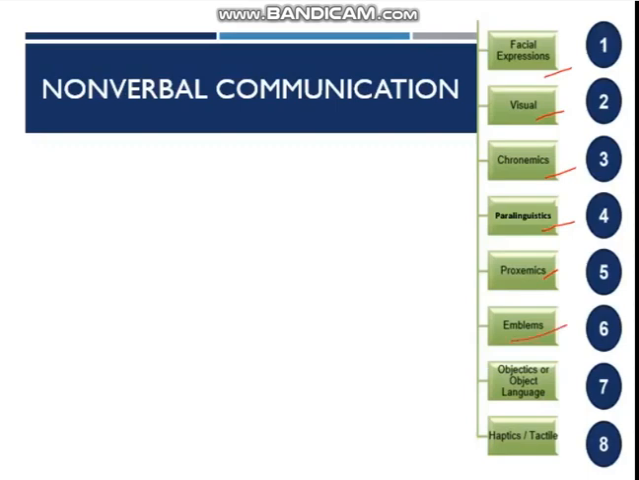Okay, emblems would be the use of hand gestures and head movements. So for example, we want to say okay, then it's not enough that we utter the word okay. We also use a hand gesture like a thumbs up sign. Objectics or object language would mean the accessories or the clothing that people would be using. Okay, and then haptics or tactile is another term for touch.